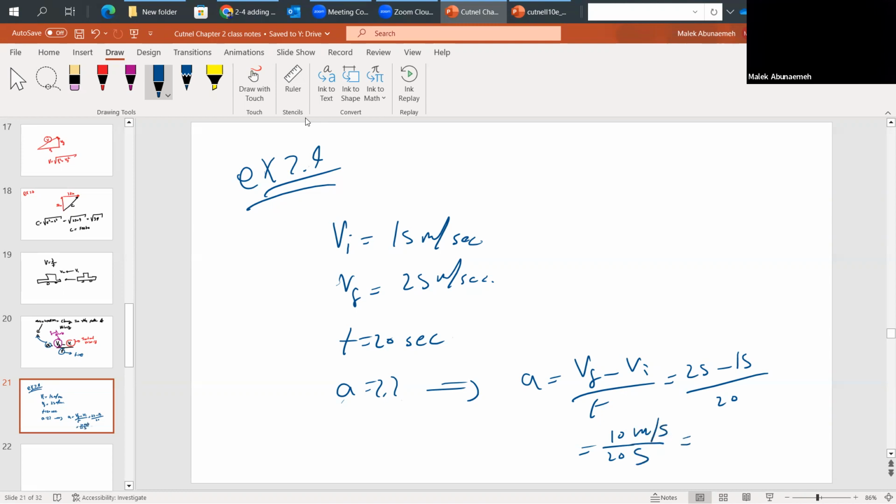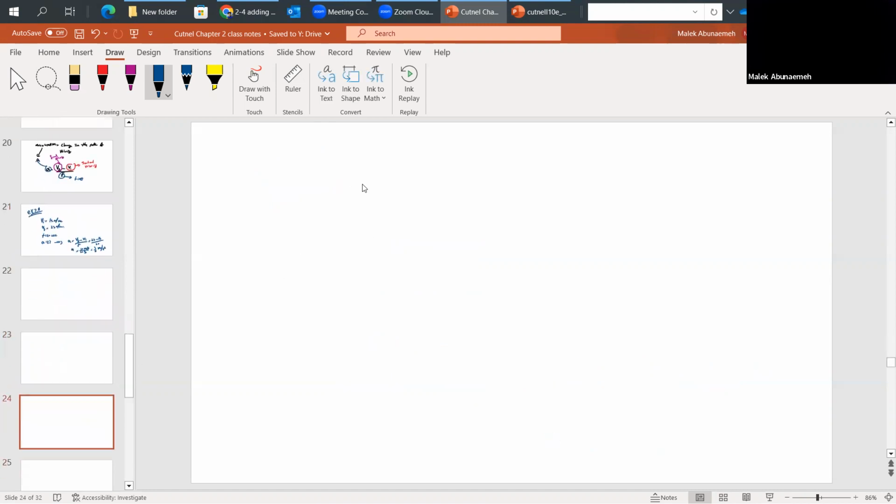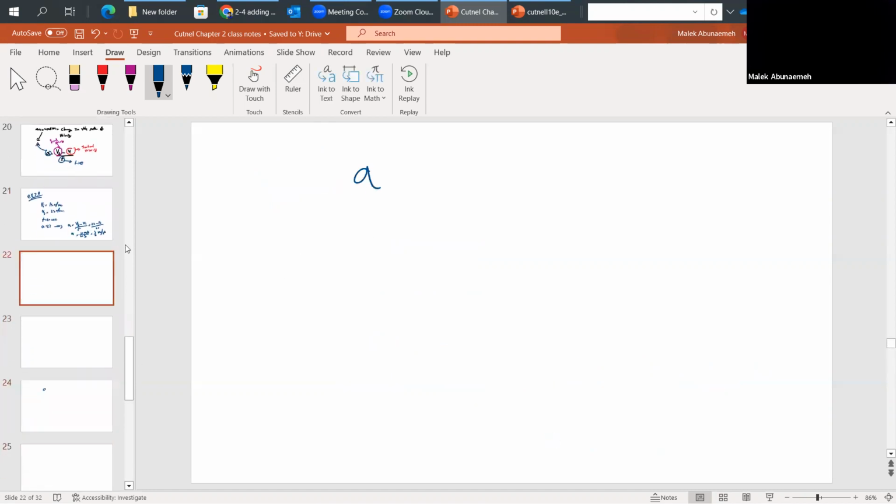Divided by seconds. So what we should get is 1/2 meters per second squared. And that brings us to your unit for your acceleration, which is going to be your distance over time squared, which in this case is your meters per second squared.